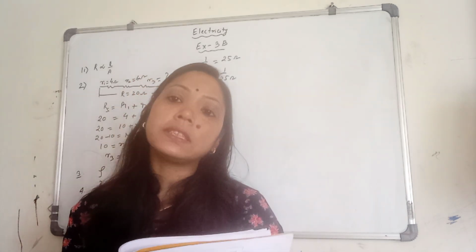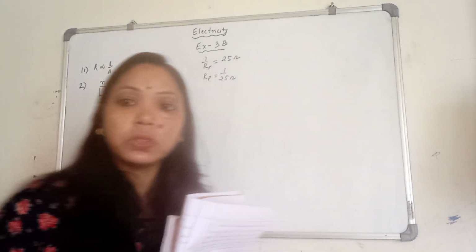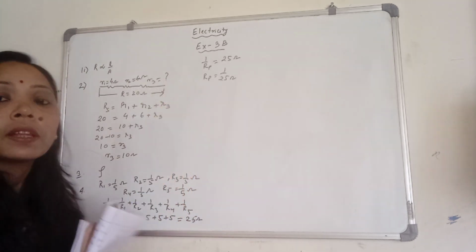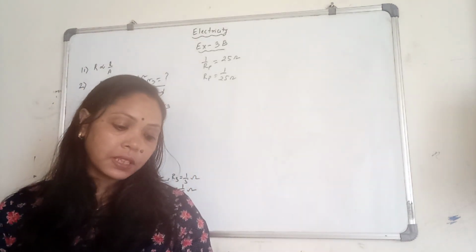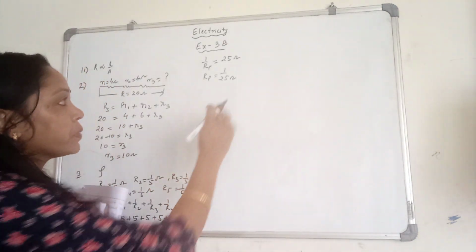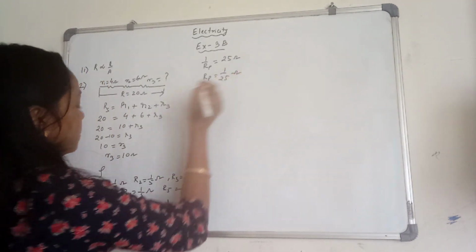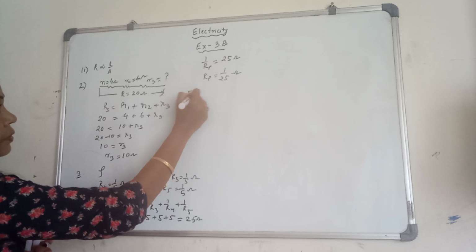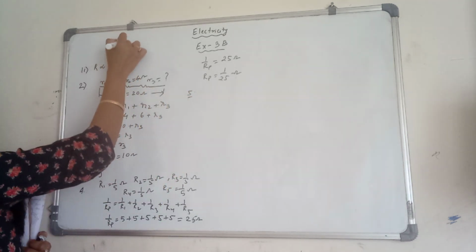In your book the answer is given wrong. So please do this one correctly. That is, minimum resistance of the circuit becomes 1 by 25 ohm. You can write the ohm here also. Now question number 5, MCQ.